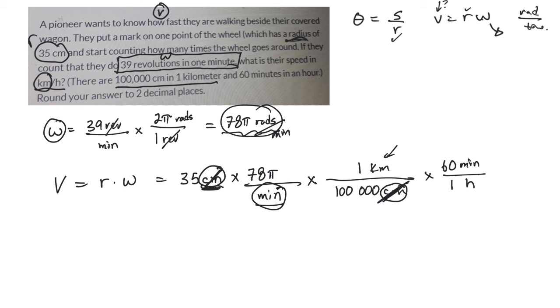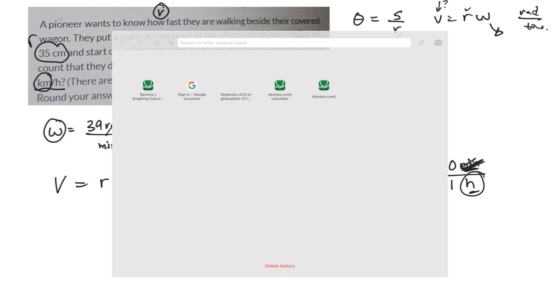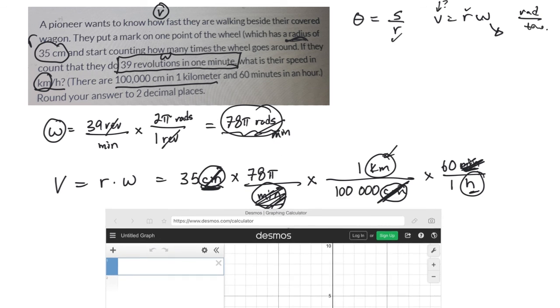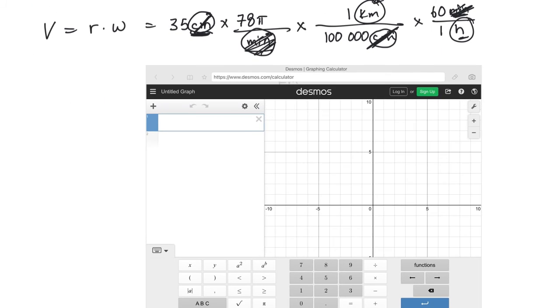Similar with minutes, I want to get rid of minutes and get into hours, so I put the minutes on top and then divide by hours, so the minutes cancel. So my final unit here will be kilometers per hour. So now I just have to multiply that out. Let me pop up some decimals here. Okay. Let me just scroll down a bit. There, I've got the whole thing. So I think I'll put this in brackets. 35 times 78 pi times 60, so that's everything on the top, bracket, divided by, oh, there's only one thing on the bottom, 100,000. There we go. Good.